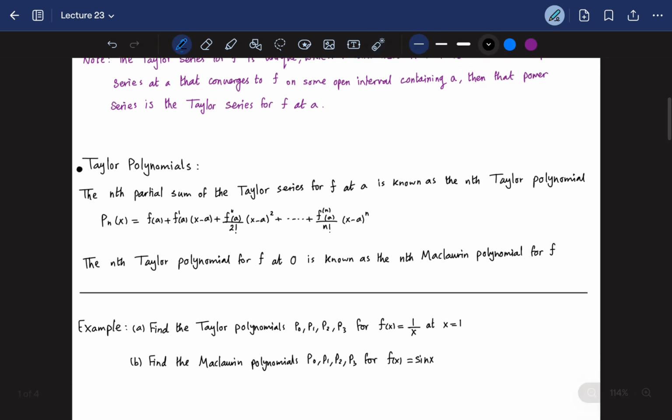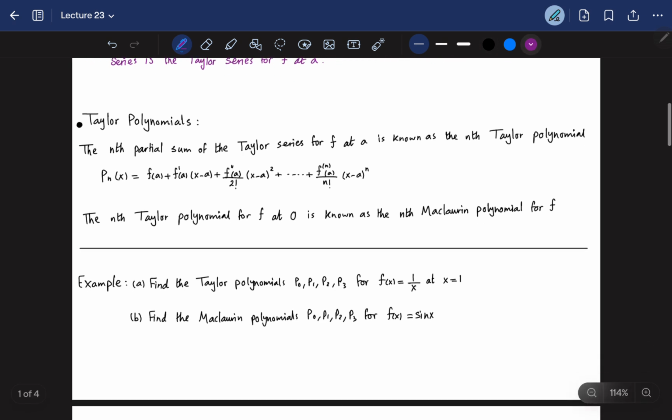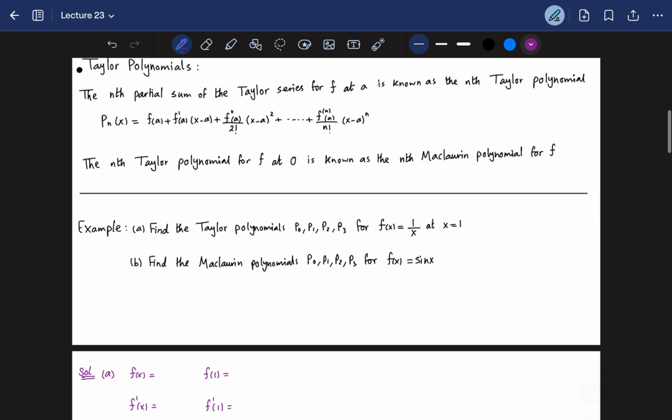So let's try to evaluate some Taylor polynomials and Maclaurin polynomials. In the first example, I want to find the Taylor polynomials p0, p1, p2, and p3 for the function 1 over x at x equals 1. The steps here are quite easy. I want to find the derivatives, and plug in the value of x, which is your a in the definition, into your derivatives. Once you're done with that, you just construct the polynomial by plugging everything together.